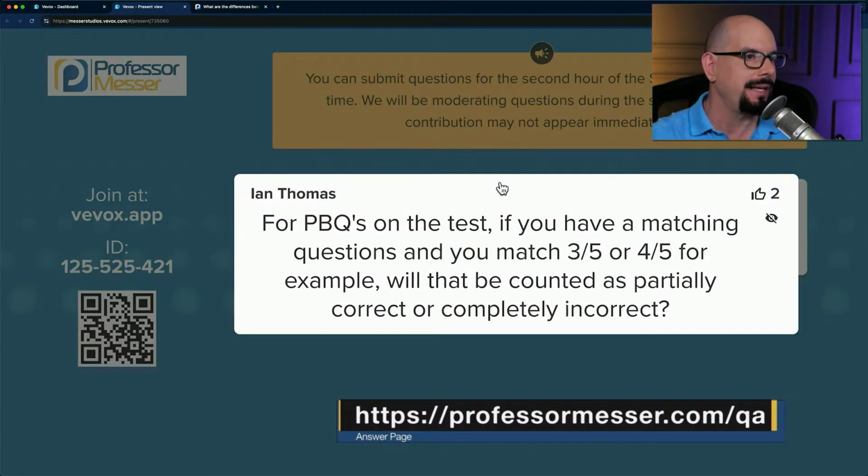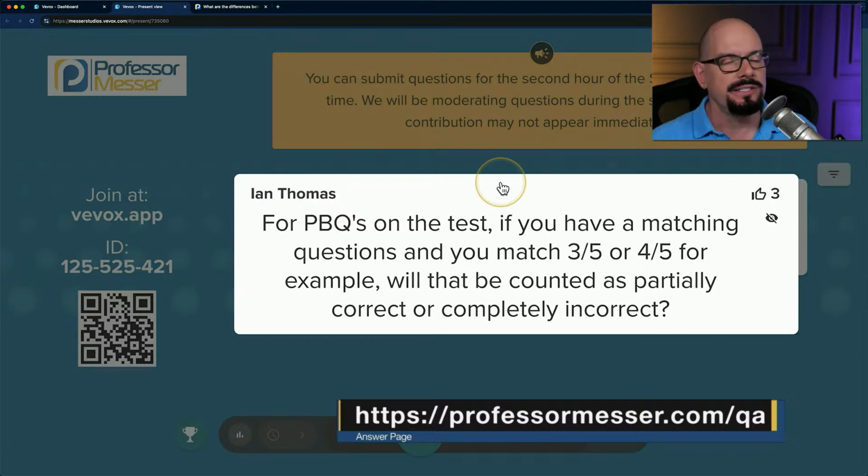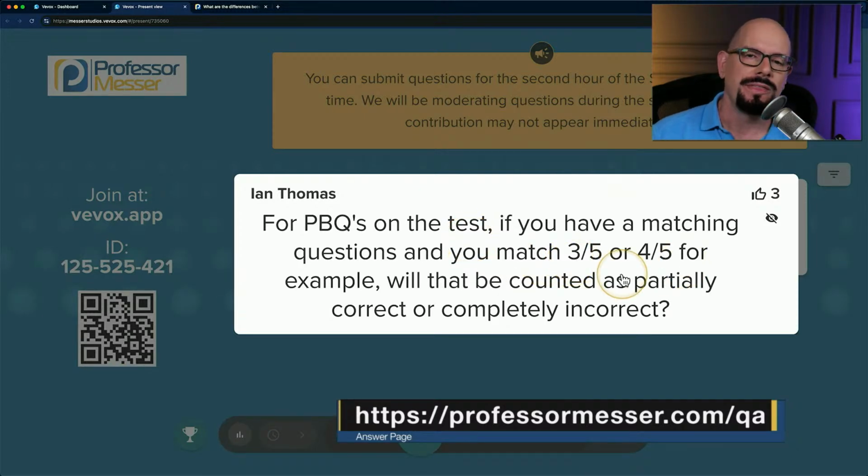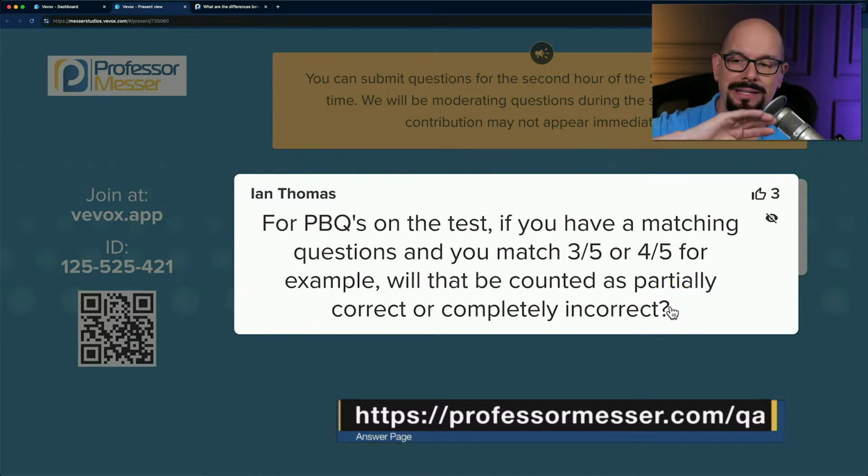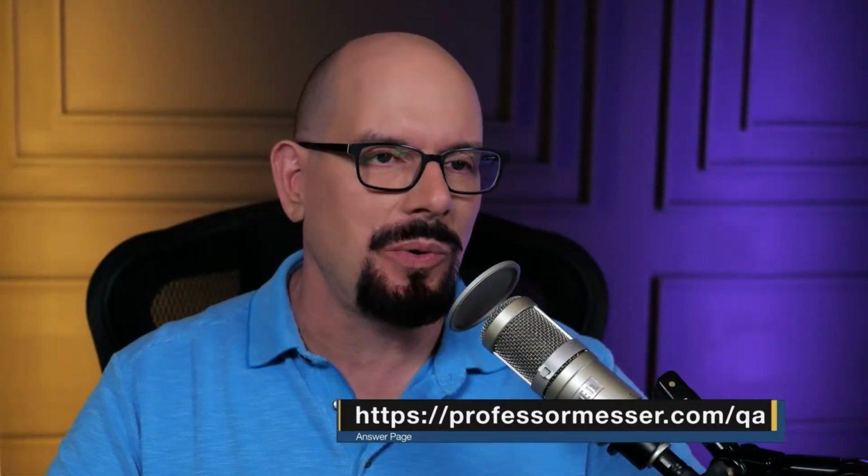So the question that was given to us by Ian, Ian says for performance-based questions on the test, if you have a matching question and you match 3 out of 5 or 4 out of 5, would that be counted as partially correct? Or would it be completely incorrect? This is a common question.